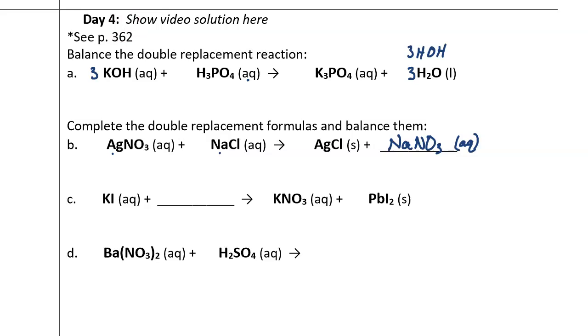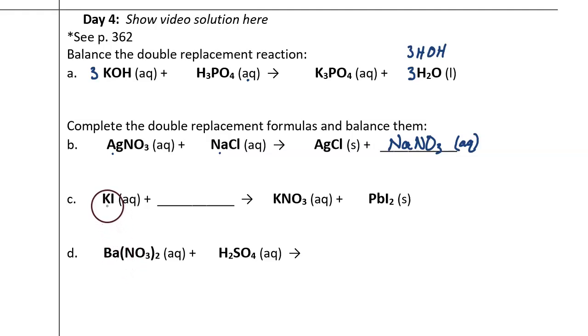Okay, now that we have that, we can do our coefficients. There's 1 Ag, on this side 1 Ag. There's 1 NO3, and over here there's 1 NO3. There's 1 Na, and here there's 1 Na. And there's 1 Cl, and here there's 1 Cl. This is all balanced out.